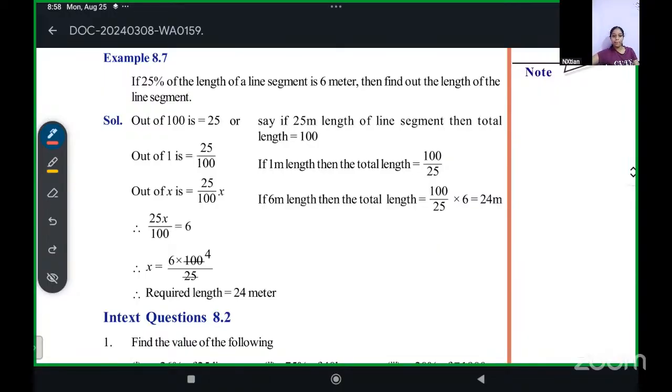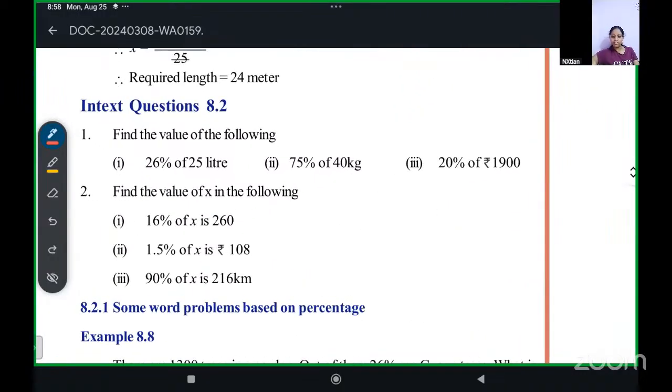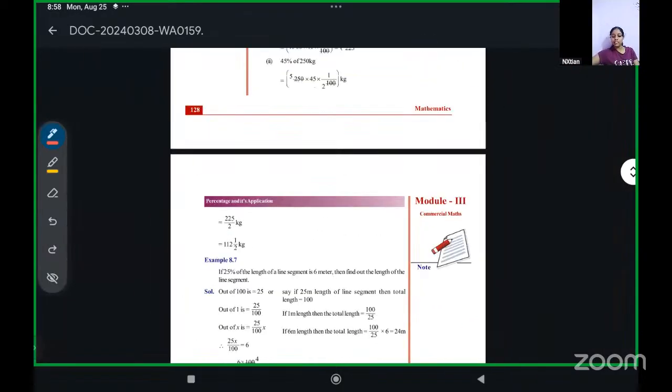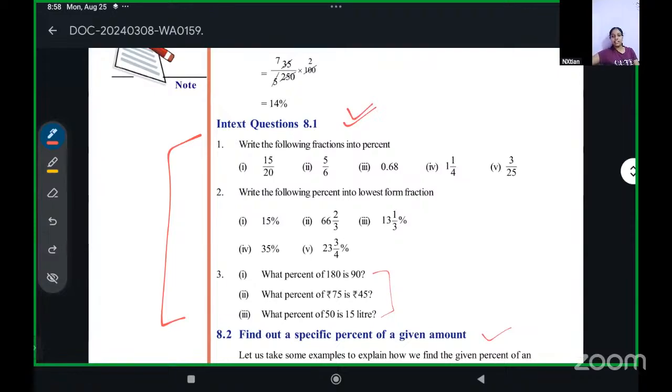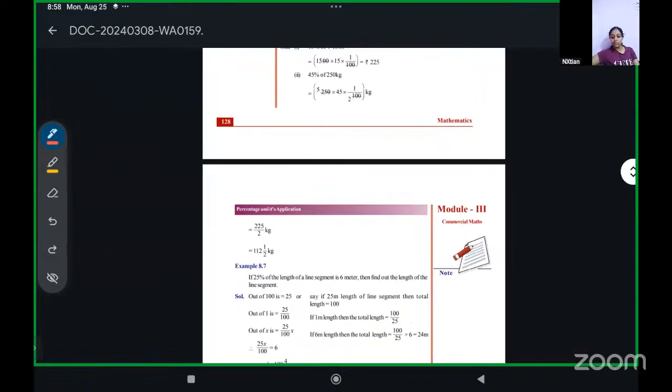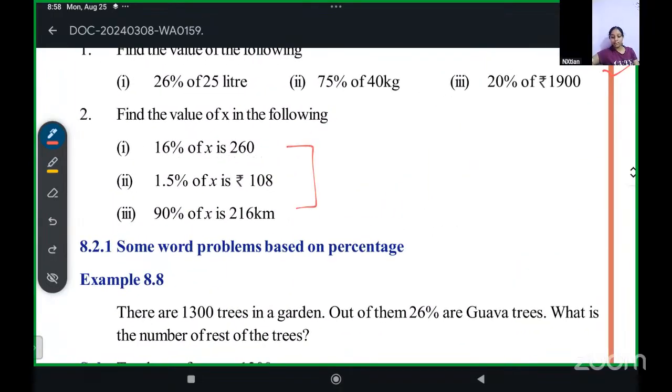Ma'am, can you just repeat what questions are coming? In 8.1, the whole thing is coming, the examples and the in-text questions. Then in 8.2, I'm thinking about finding the value of x. This is easy. You just have to do 16 upon 100 into 260.